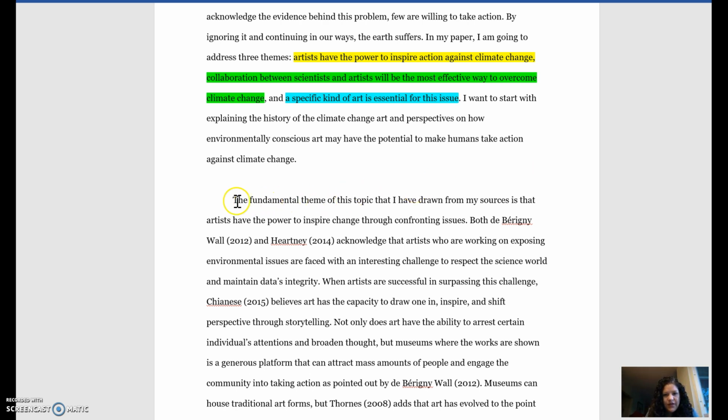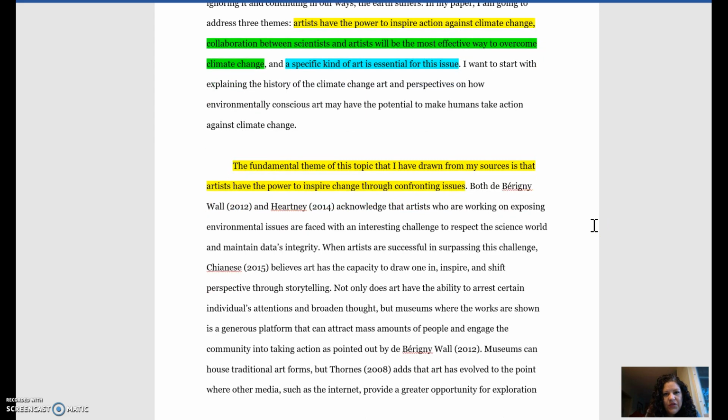So I'm going to look here and say the fundamental theme of this topic that I've drawn from the source, artists have the power to inspire change, right? So that actually is perfect. That matches what you have here. You've got this topic, artists have the power, artists have the power. We've got a good topic sentence. It says exactly what we're doing. And so that is perfect.